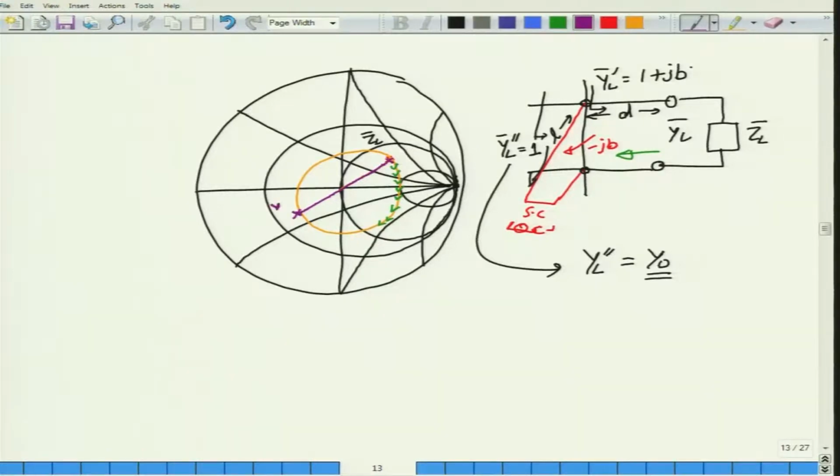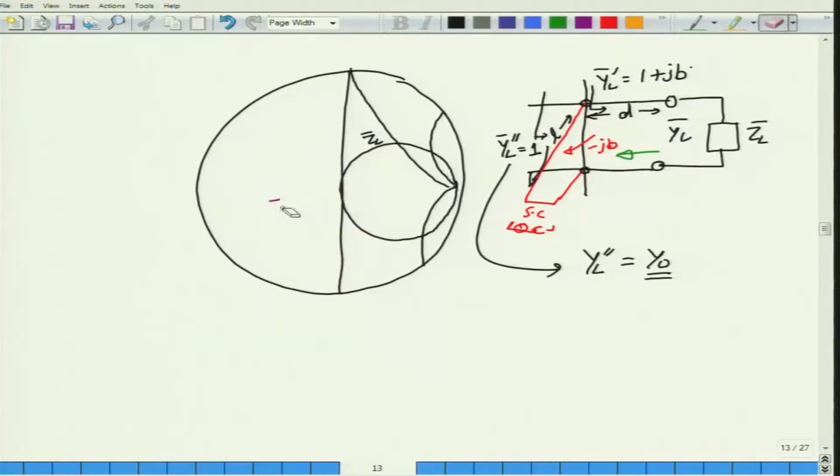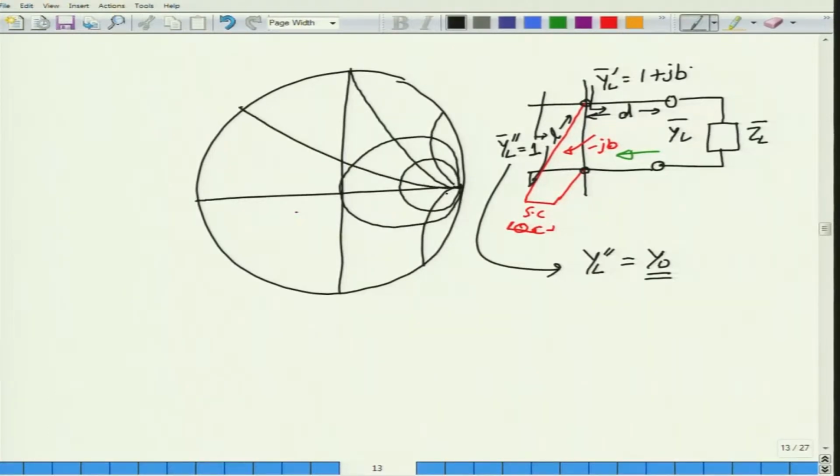So this is my YL bar, this was ZL bar. Now I start moving, not from here. So let me draw this once more, give me a couple of minutes. So you can see that I am again drawing the Smith chart. The basic idea is you start with the load and then you transform the load into an admittance load. So this is one more circle, okay. Now we are good to go.